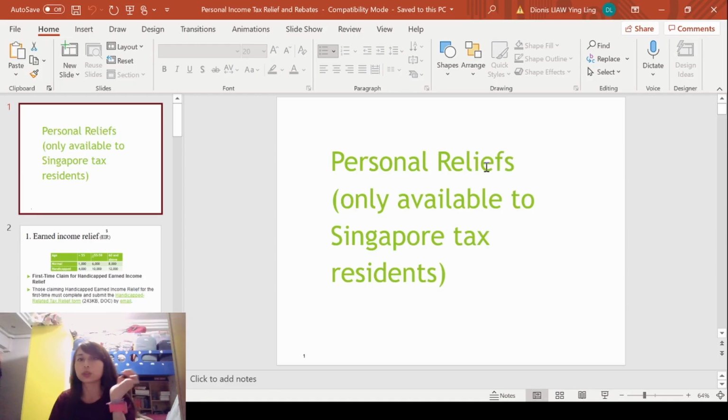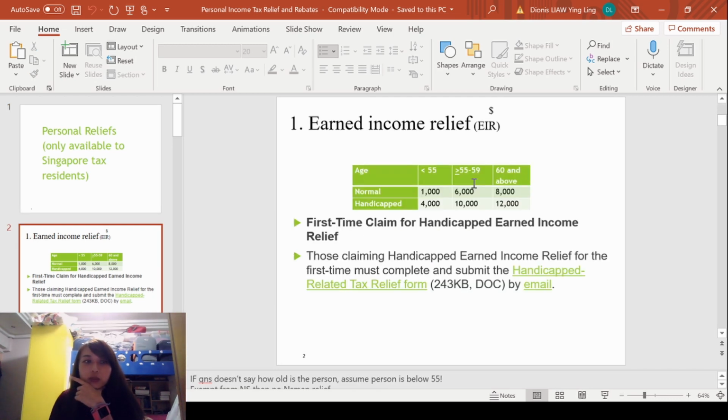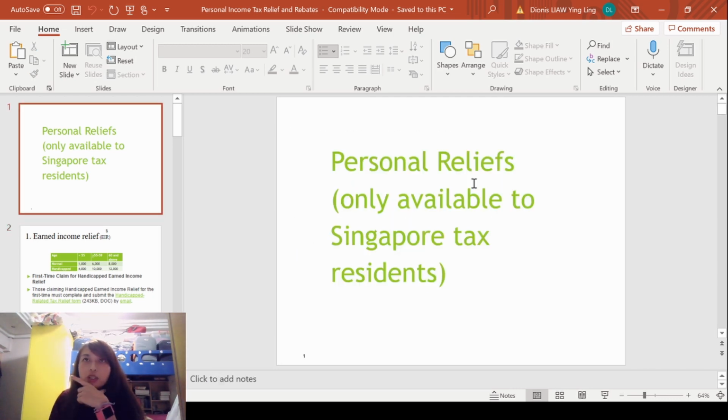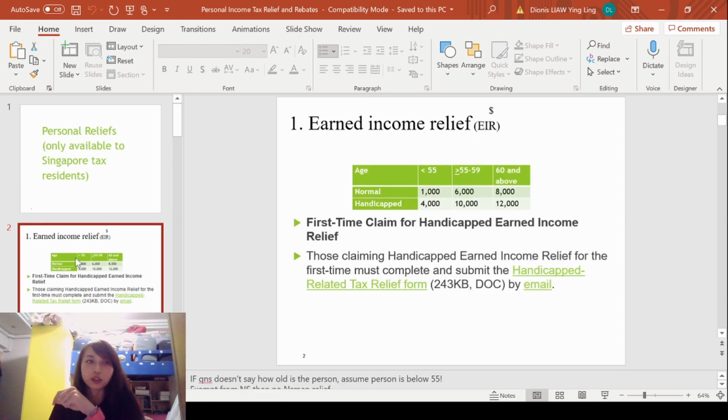This is available to Singapore tax residents. Even foreigners can be Singapore tax residents as long as they stay a certain number of days in Singapore during the year. During the year means during the basis period. For example, for YA 2021, the basis period is the year 2020. So it's always the year preceding the YA. Every time you submit the income tax return, there will be a YA on it. Okay, let's talk about the very first relief.